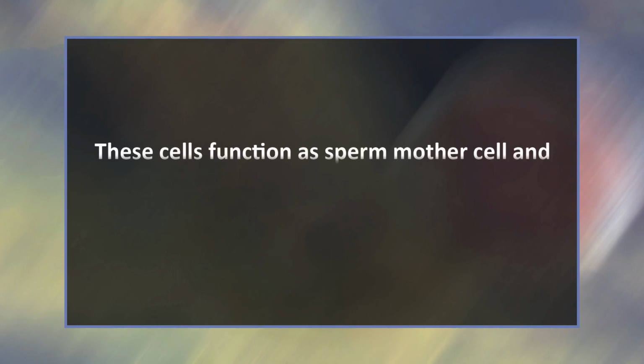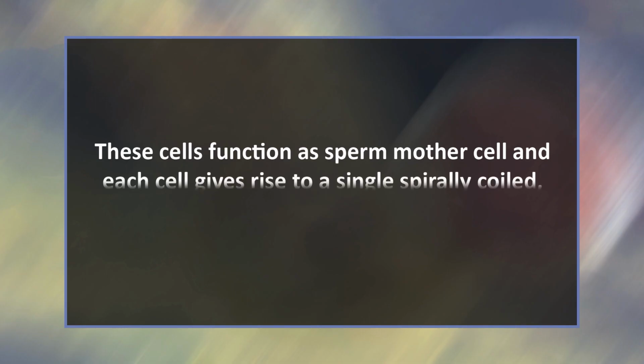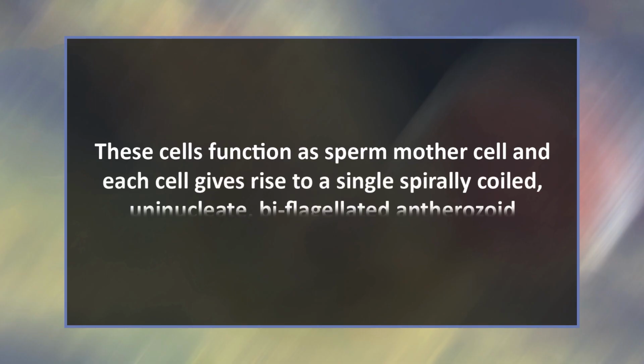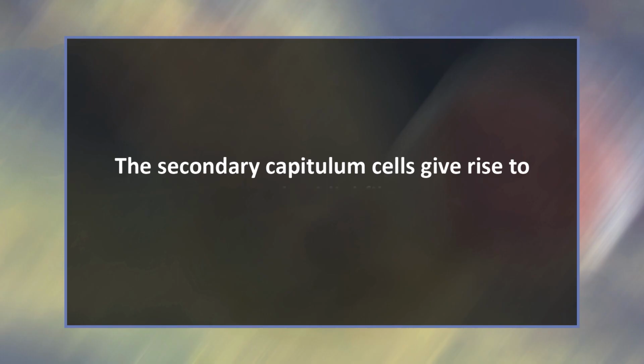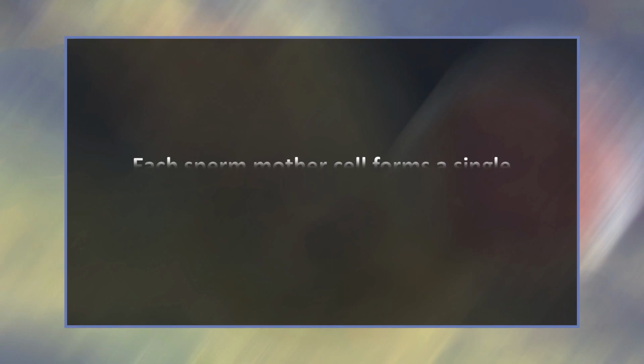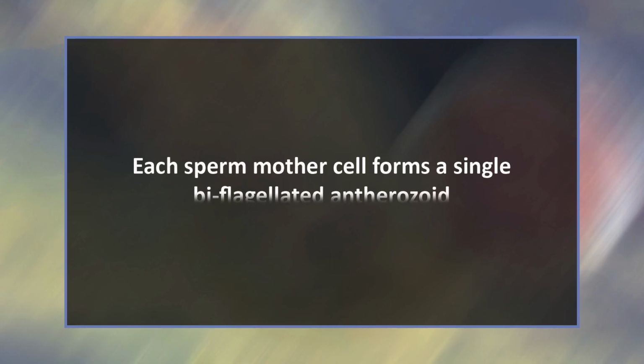These cells function as sperm mother cells, and each cell gives rise to a single spirally coiled, uninucleate, biflagellated antherozoid. The mature globule thus is made up of 8 curved sheath cells, 8 elongated manubrial cells, 8 centrally located primary capitulum cells, and 48 secondary capitulum cells. The secondary capitulum cells give rise to many antheridial filaments. Each sperm mother cell forms a single biflagellated antherozoid.